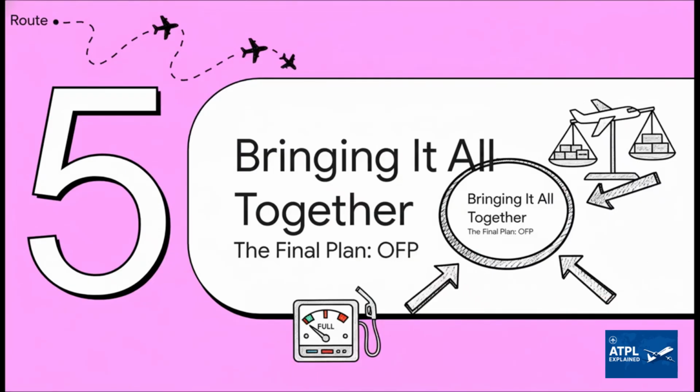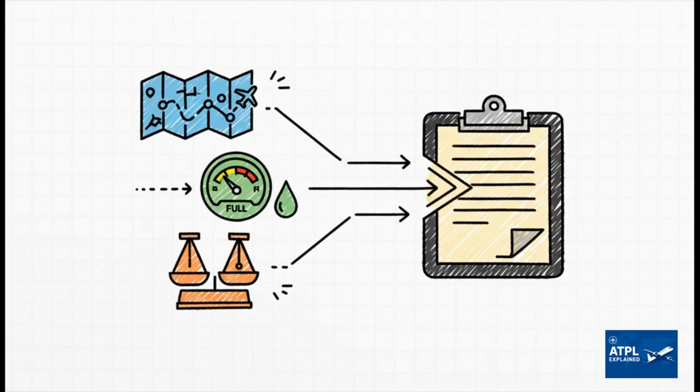Okay, so we've planned our route, we've calculated our fuel, and we've accounted for our weight. Now, let's bring it all home and see how these three pillars come together to create that final operational flight plan. This is the moment it all becomes real. The OFP takes all our theory, the route planning, the fuel numbers, the weight calculations, and it transforms them from just numbers on a page into a single, actionable plan for the flight crew.